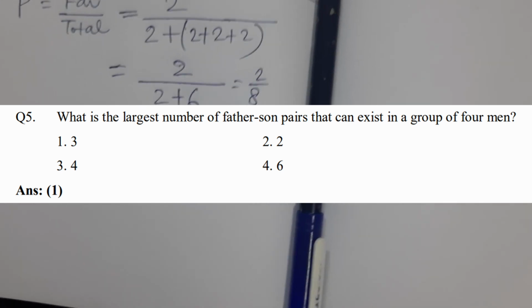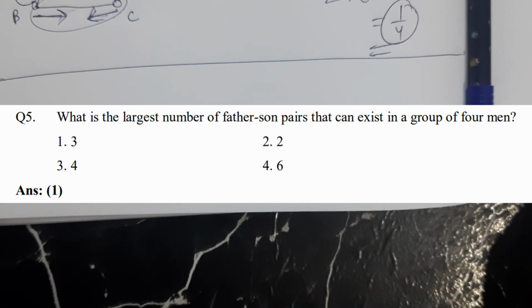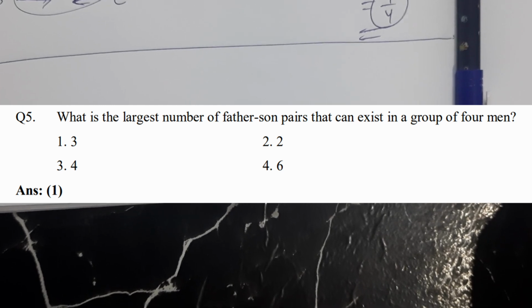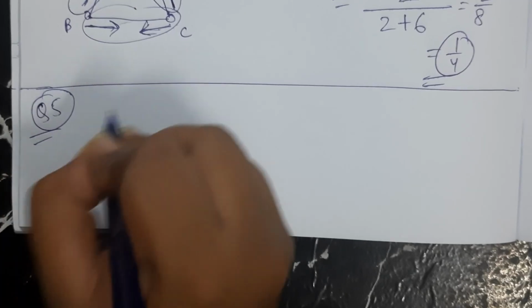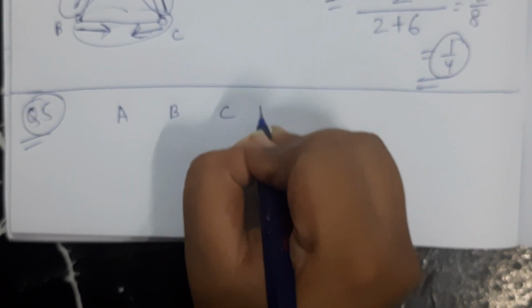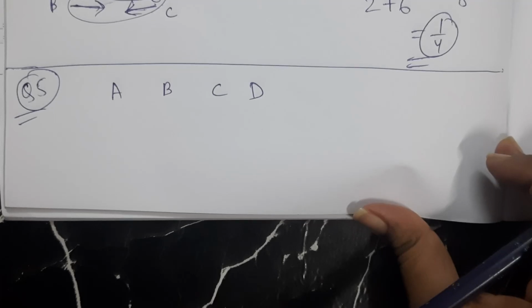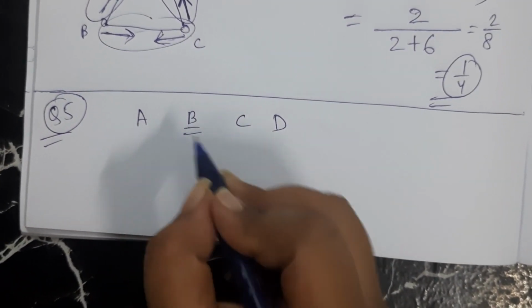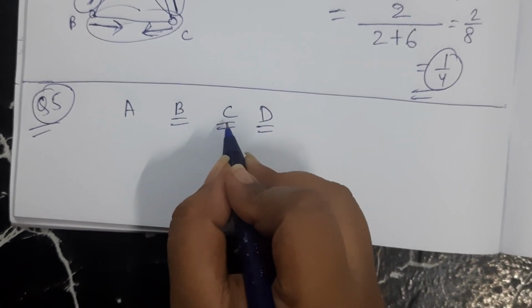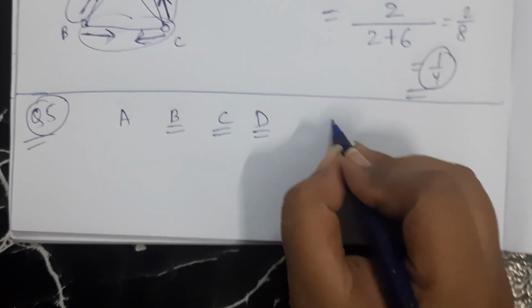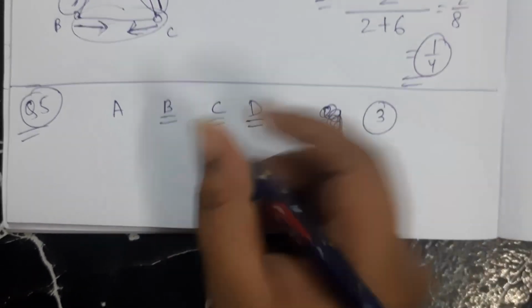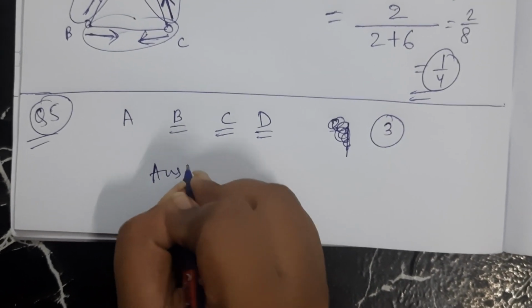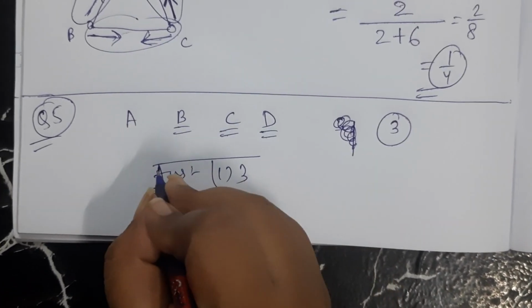And question number 5, we will do another question. Question number 5, I hope you can see the question on screen. So the question says, what is the largest number of father-son pairs that can exist in a group of 4 men? So there is a group of 4 men, say A, B, C and D. Obviously it will happen when B is the son of A, C is the son of B and D is the son of C. In that case, the largest number is 3. So 3 should be the correct answer. So the correct answer is option 1, 3 pairs.